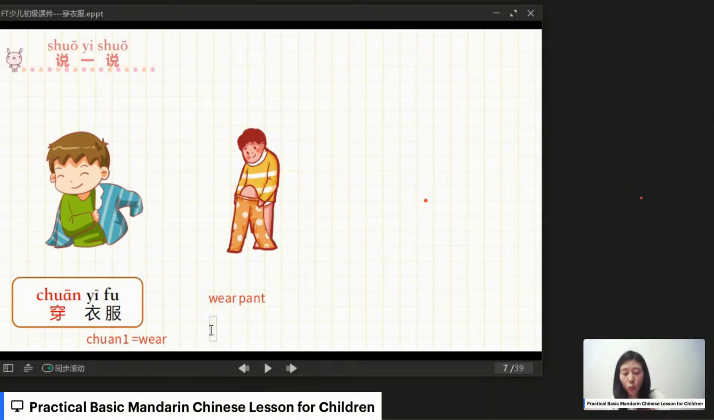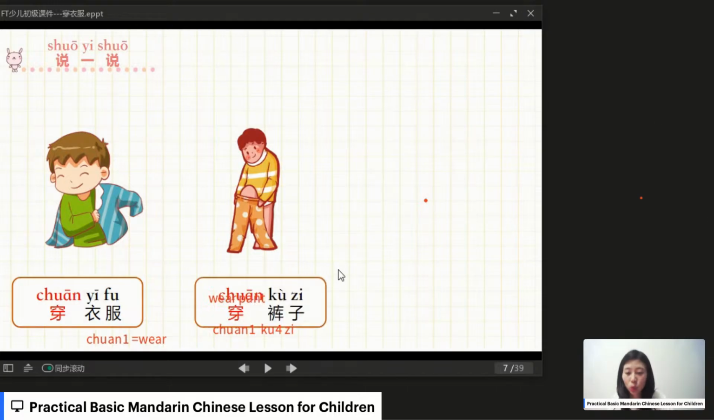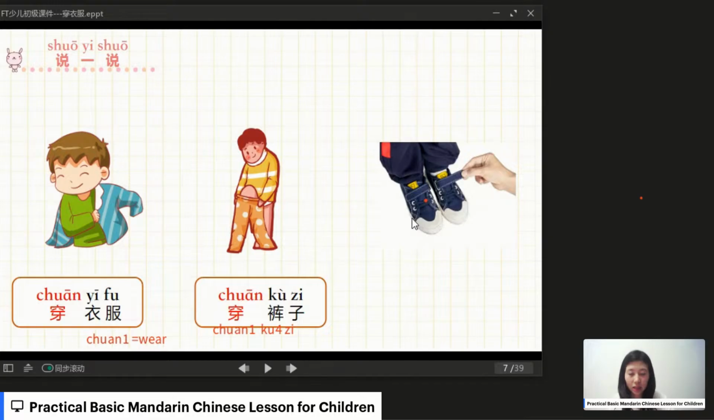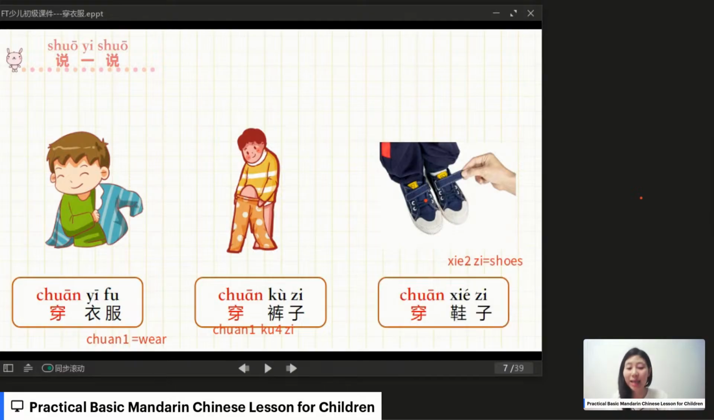Put this together. Wear is 穿, and pants is 裤子. Together we say 穿裤子. Sorry, I'm going to move this one. 穿裤子. So the next word we're going to learn today is shoes. Shoes we just learned in Chinese, 鞋子. So to wear shoes, we say 穿鞋子.